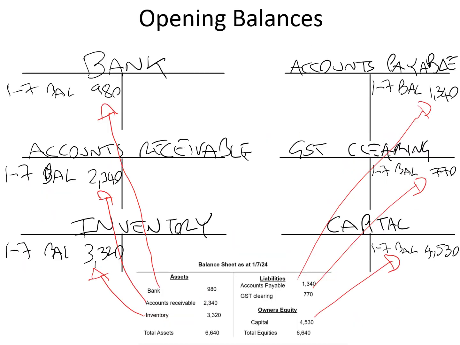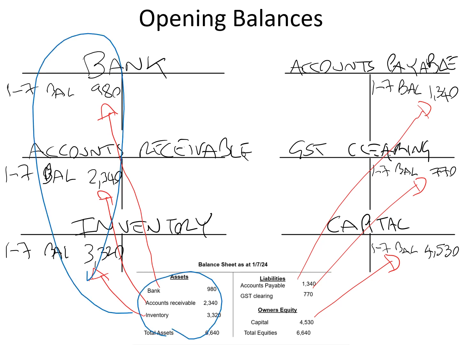So to keep things brief, I've made a bit of a mess here, but anyway, we've got our assets on the debit side. They've been posted to the debit side of the general ledger. And we've got our liabilities and owner's equity on the credit side of the balance, so they've featured on the credit side of our general ledger.